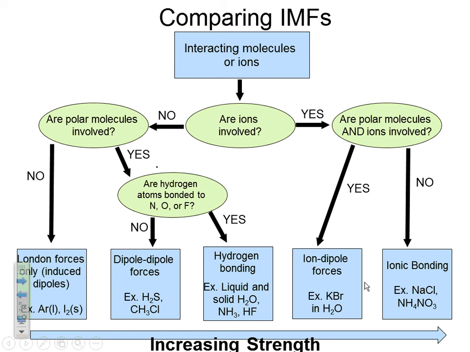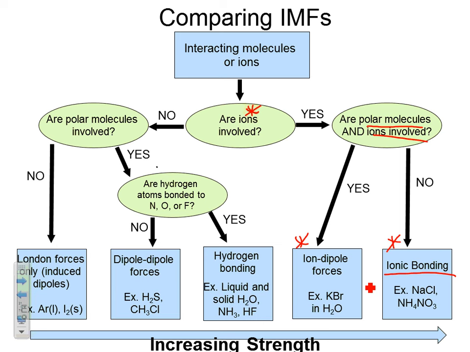So this flow chart right here is really summing up how you identify what type of intermolecular force of attraction your compound has. The first question you want to ask is, are ions involved? Because if they are, then we're going to be looking at these two possible choices. If it's just ions, meaning there's no polar molecule, so we're looking at that question right here, then we'd say that the force of attraction is ionic bonding, so sodium chloride, ammonium nitrate, etc.